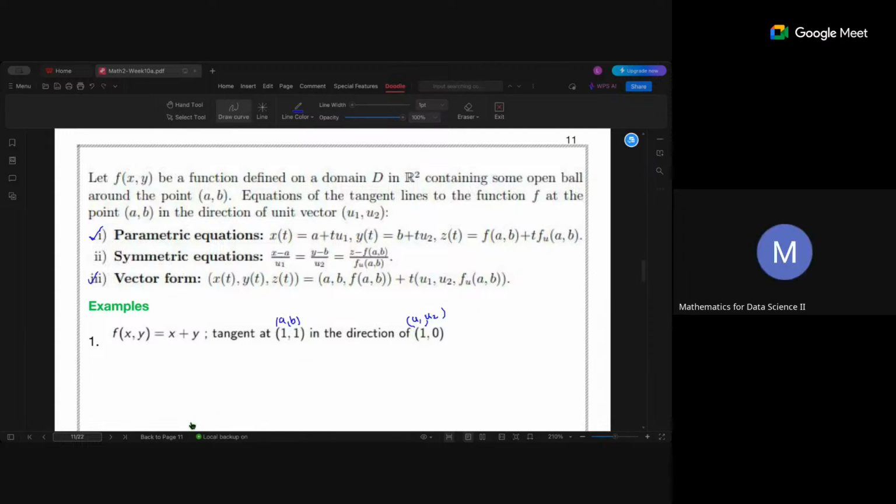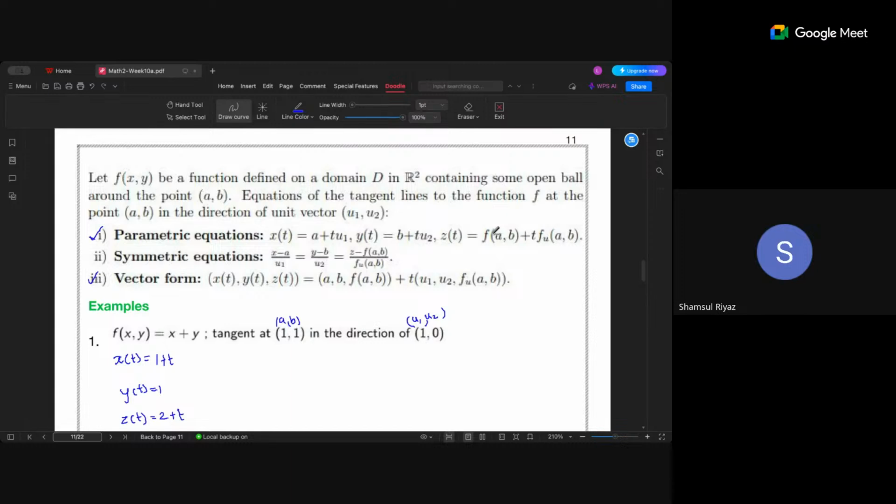Okay, I guess you all have completed finding the tangent. So can you tell me what is the tangent? What is x of t? X of t is 1 plus t. Y of t is 1 plus t. Z of t is 2 plus t. Right. So this is the equation of the tangent, x of t, y of t, and z of t.